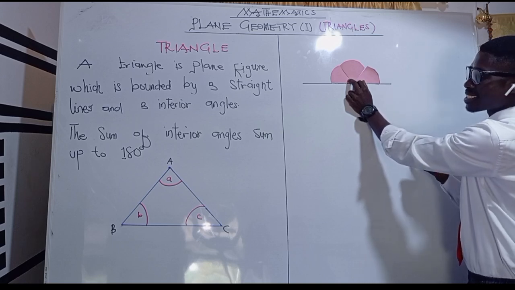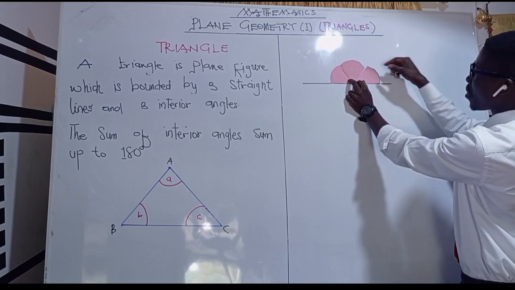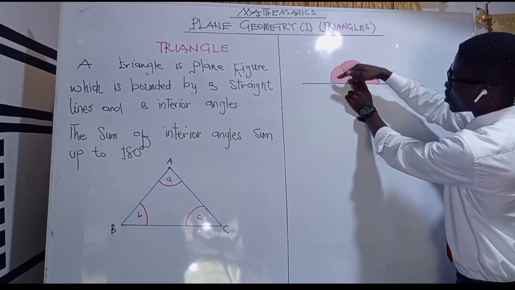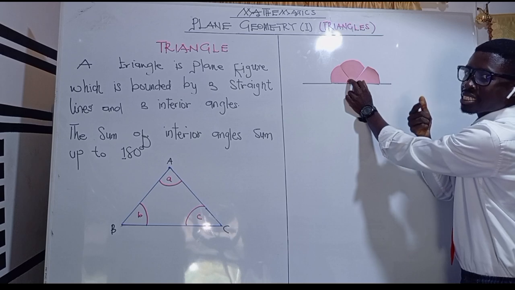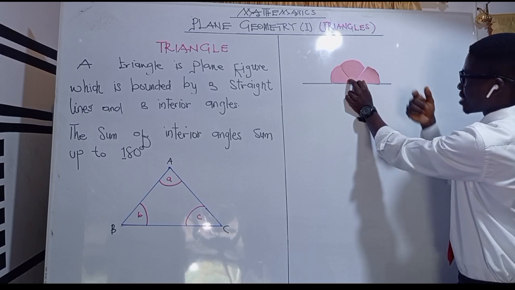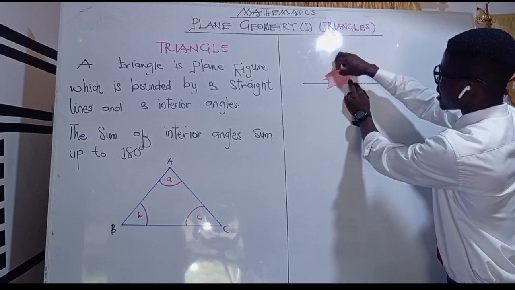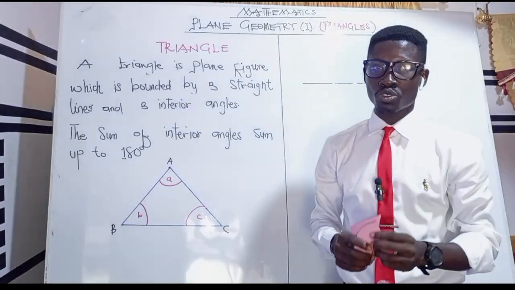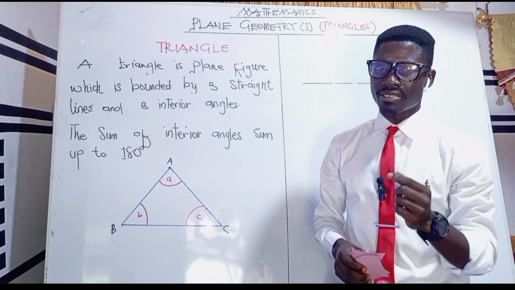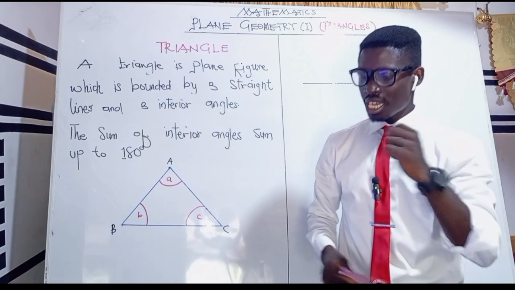So we can say that the sum of interior angles of all triangles is equal to the angle on a straight line. And the angle on a straight line measures exactly 180 degrees. So we can say that the sum of the interior angles of every triangle is equal to 180 degrees. Are you following? Good.